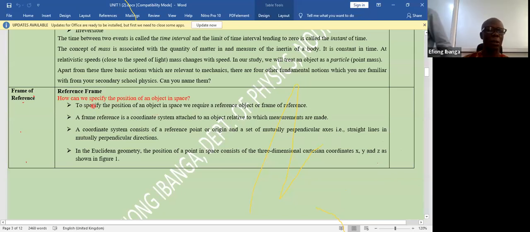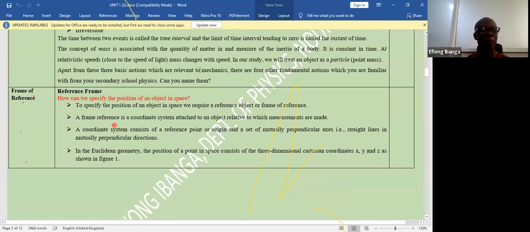Now, how can we specify the position of an object in space? That's the most important thing here. To specify the position of an object in space, we require a frame of reference, or what we call the reference frame, or the reference object. I've already mentioned that, and I gave an example of how you can locate the position of a table in your room if you wake up in a room that is completely dark and the only reference object is your bed. From your bed you can know whether the table is located in front of you or to the right or left, and then you know how to make your way there.